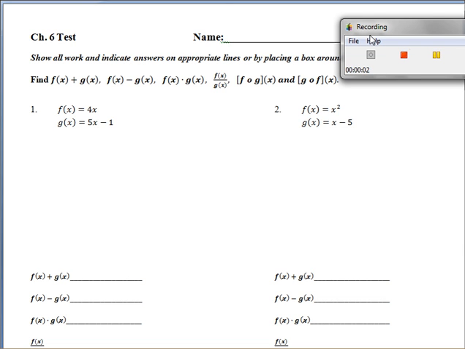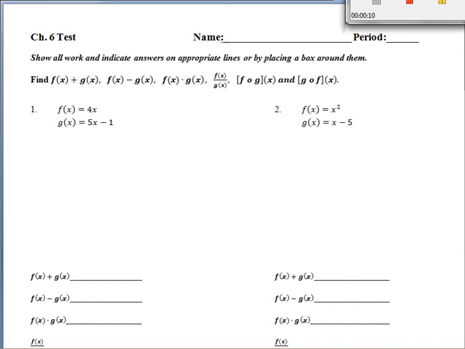Okay, so this is the Chapter 6 test. I'm going to work through one problem from each type in order to just give you a little bit better understanding and help you in your corrections. So if we look at the first one here, where I'm asked to find f of x plus g of x, f of x minus g of x, f of x times g of x, f of x divided by g of x, and f of g of x and g of f of x, 6 things.